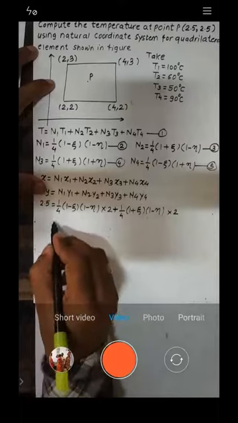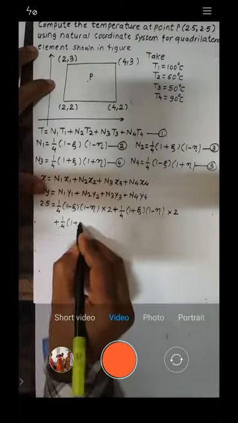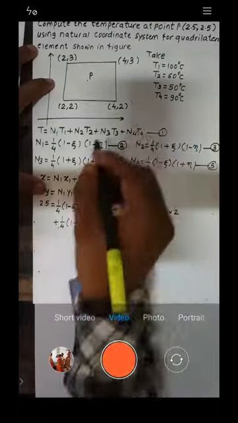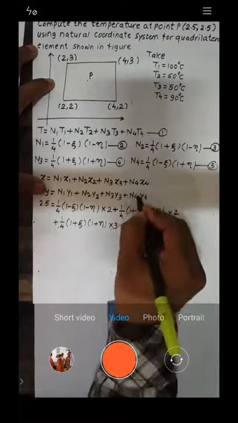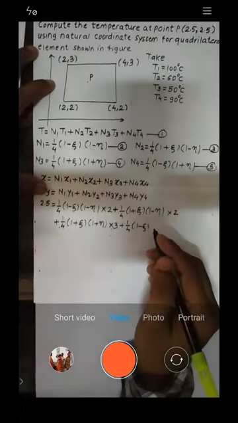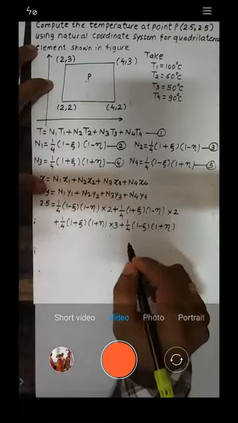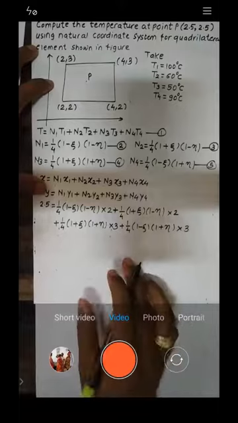Then plus n3. What is n3? It's 1 by 4, 1 plus zeta and 1 plus neta. That is n3. And what is y3? It's 3, right? Then plus n4. This is the value of n4, right? 1 by 4, 1 minus zeta and 1 plus neta, right? Into y4. What is the value of y4? It's 3. Right? Is it okay?